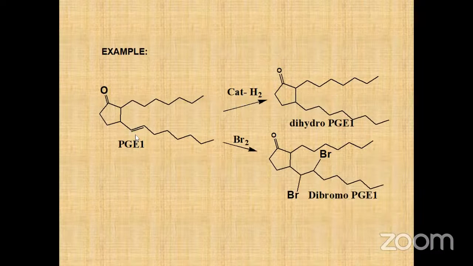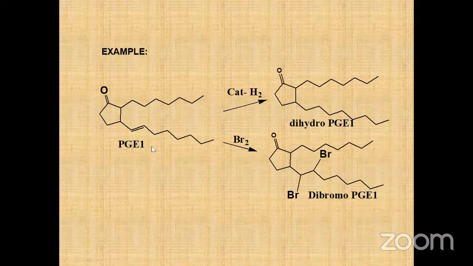There is a double bond here. This double bond will be hydrogenated. Therefore, two hydrogens are added at these two positions, which leads to the formation of a saturated bond. Therefore, this is called dihydro PGE1. If one double bond is there, it leads to the formation of dihydro PGE1. Two double bonds, tetrahydro. Three double bonds, that is hexahydro PGE1.